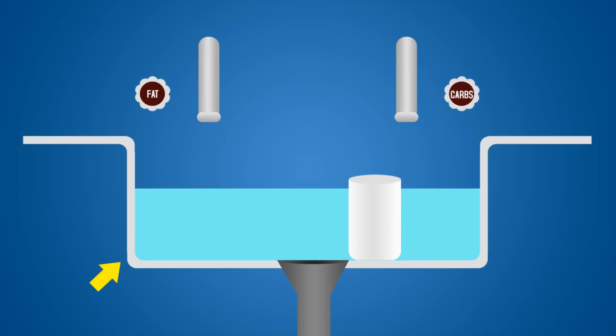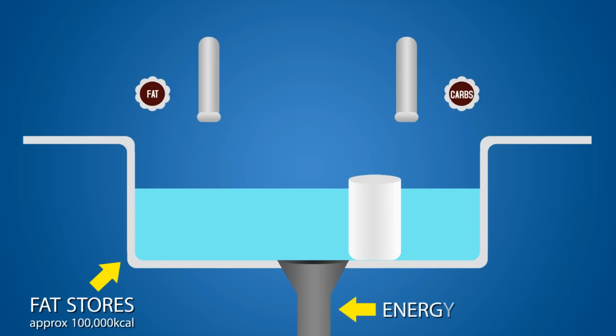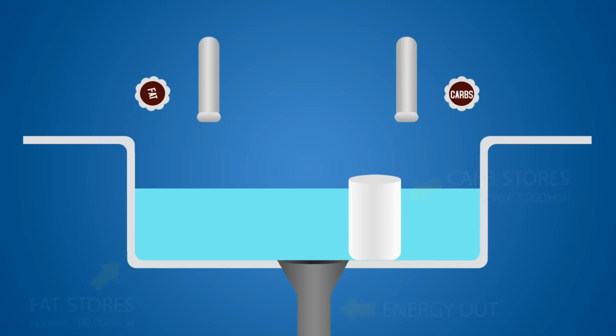The sink full of water is your fat stores, with the plug hole as your energy out from fat stores. And the drinking glass is your carb stores, which you drink from for energy as well. From one tap pours fat that you eat, and from the other tap pours carbs that you eat. You place the drinking glass under the carbs tap that catches and stores the carbs flowing out of the tap, with the overflowing carb water being stored in your fat stores.